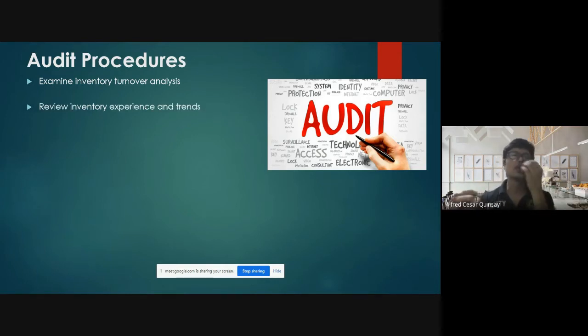Okay, and then review inventory experience and trends. Yan. So especially ngayong pandemic, meron lang mga items of goods na yung tinatawag na essential goods lang. So meron mga inventory diyan na maaaring slow moving siya, unlike yung mga essential goods ngayon. So ito yung mga makikita natin na trends dito.